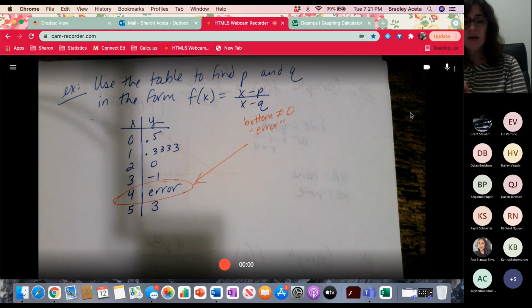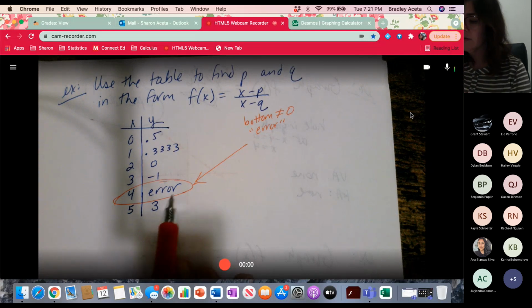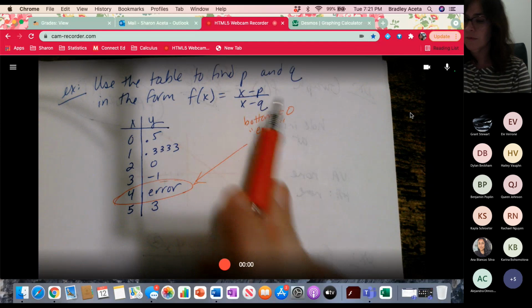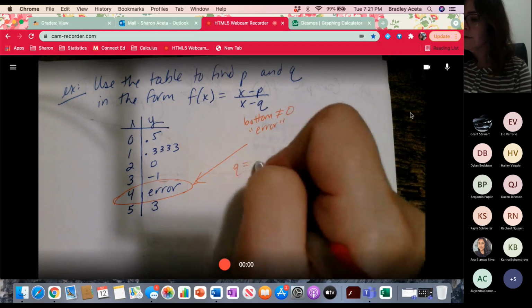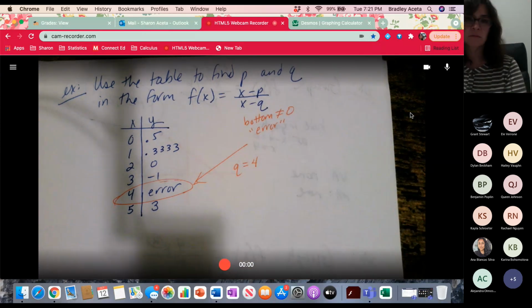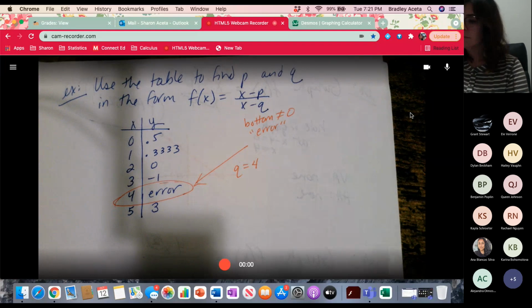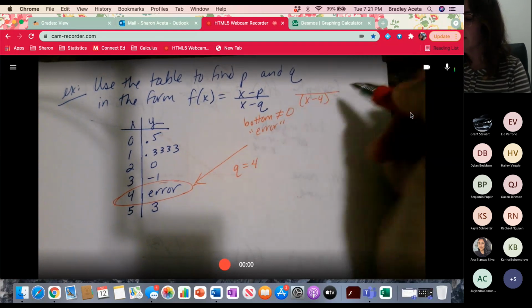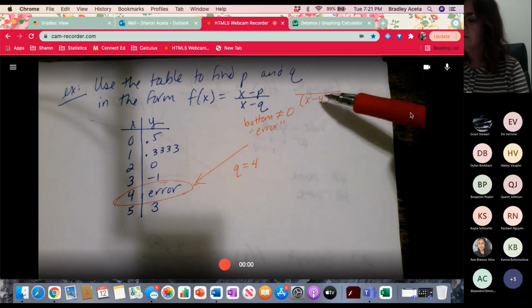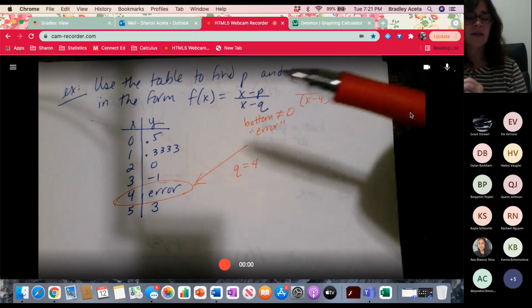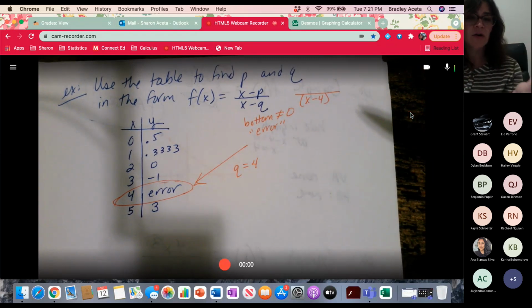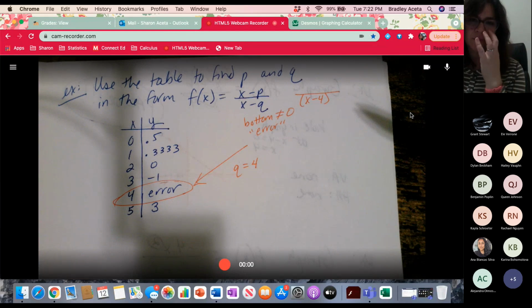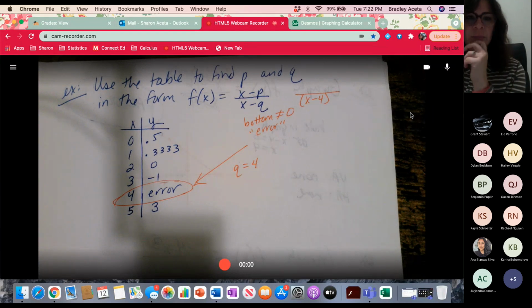So that means I know that this right here must be my Q. My Q must be 4. Right? If it was x minus 4 in the bottom, I would have 4 as an asymptote. I would get the answer error for my y value, undefined. Undefined is what it says on Desmos.